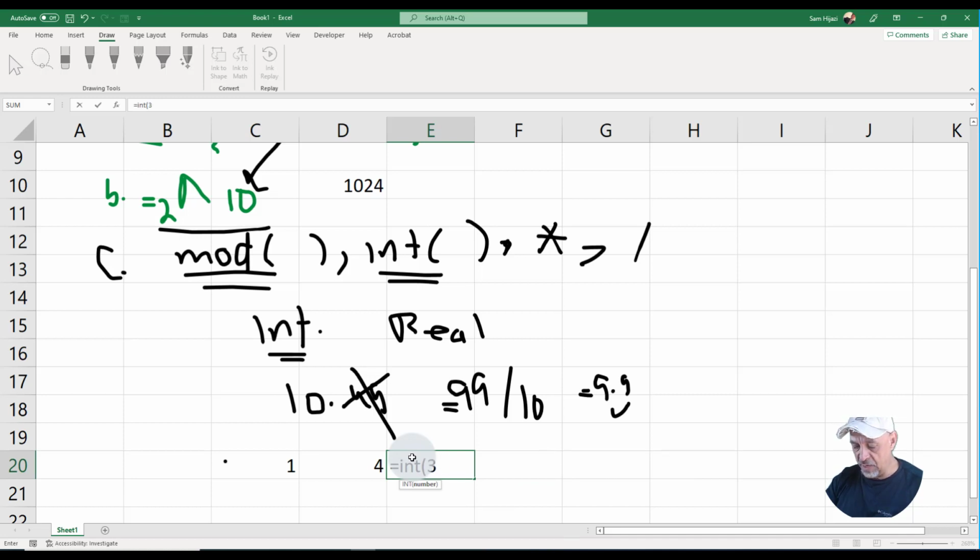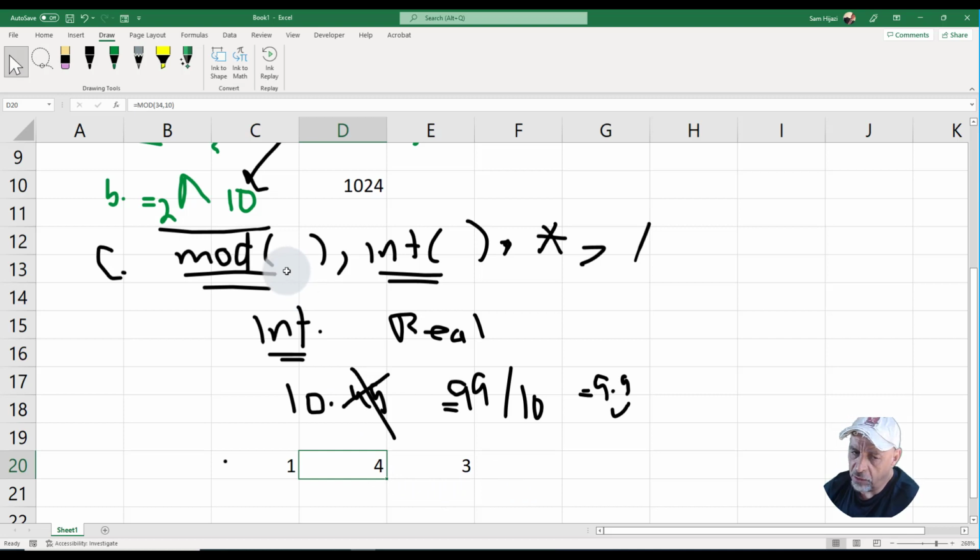34 divided by 10. Now it's going to say, okay, how many tens completely inside of 34, which is a 3. So the integer division is a 3, and the remainder is 4. It's very critical to understand those two. Mod is not really common, but it's very useful, as you will see.